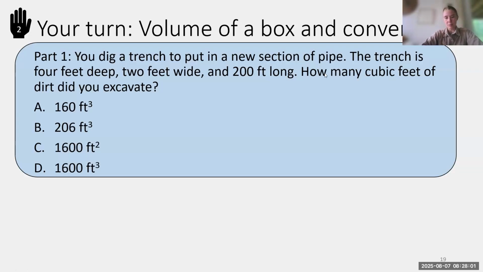All right, and I'm going to go ahead and end that poll. Let's see what we got for a result. So everyone who answered 1,600 feet cubed, great job.